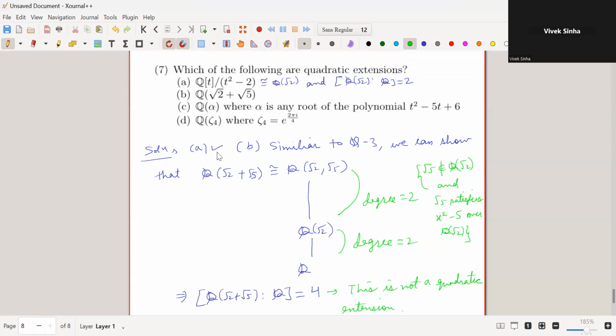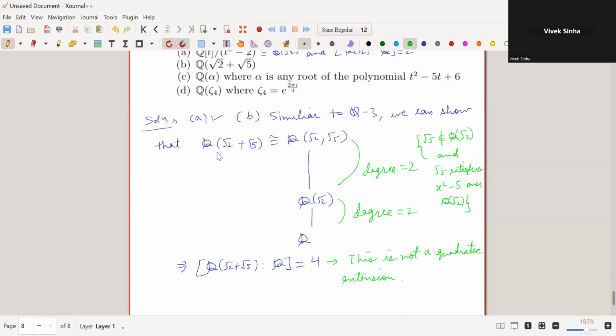What about the third one? So it's the root of the polynomial. I think its roots are 3 and 2 only. Yes. So this is nothing but (t minus 2)(t minus 3), right?